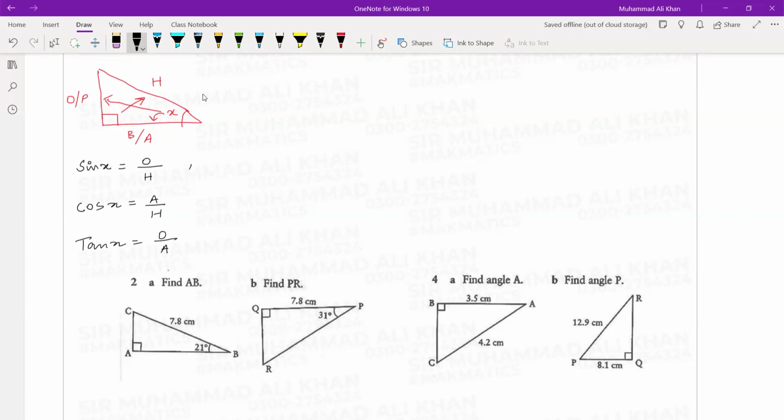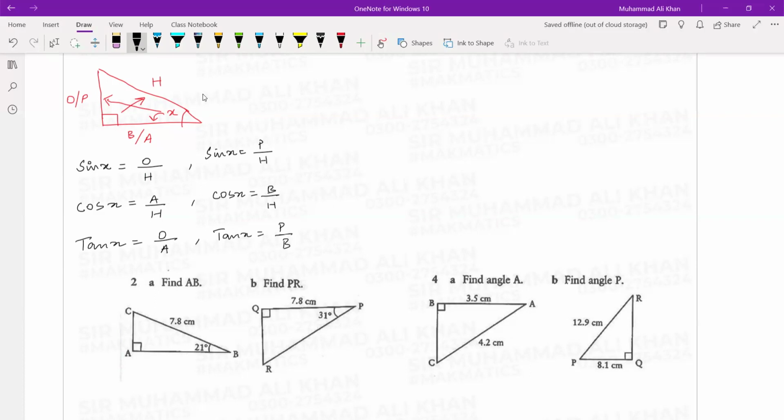One more condition we have. हम इसको एक different तरीके से भी याद रख सकते हैं. Sin x equals to perpendicular over hypotenuse. Cos x equals to base over hypotenuse. And tan x equals to perpendicular over base.